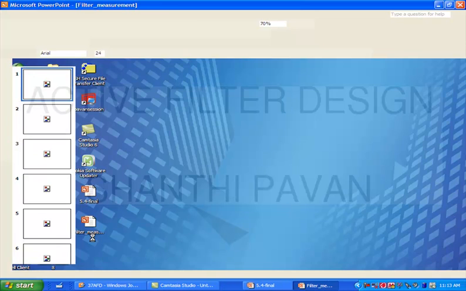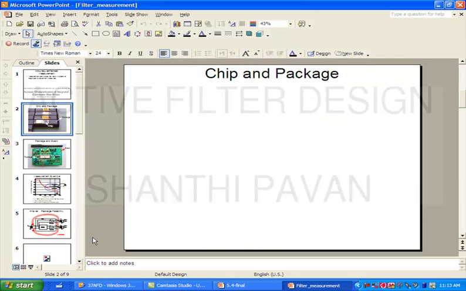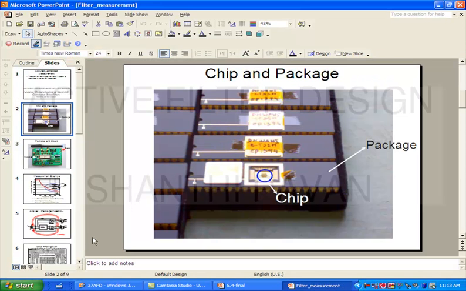I meant to show you another picture. Okay, so before we see the package and the board, we should know what the chip is, right? The chip is that small squarish thing inside the... Can you see what is there? Where is the chip?